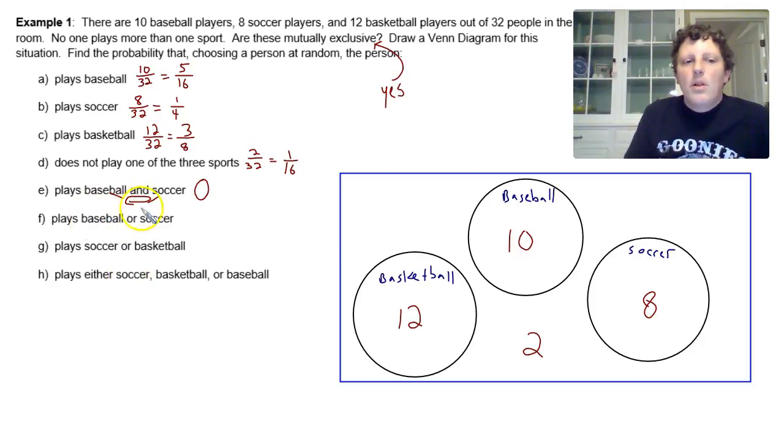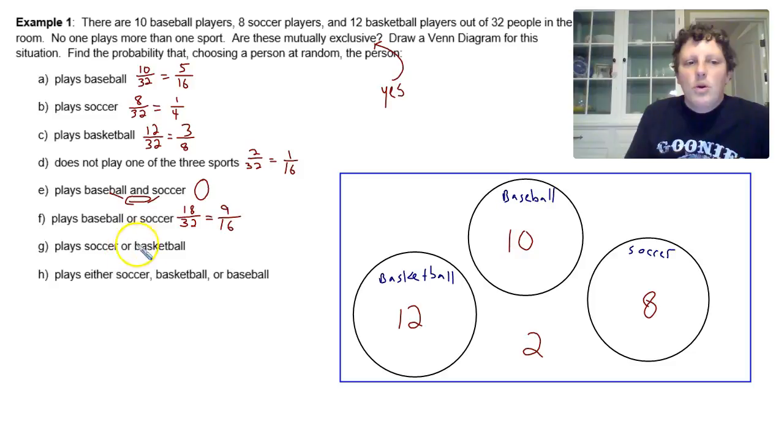But if we say baseball or soccer, in this case they could play baseball and it would be okay. Or they can play soccer and it would be okay. Or they can play both. So we'll take the baseball players, there's 10 of those, and the soccer players, there's 8 of those, and we'll put those together to get 18 out of the 32. If we reduce this, we get down to 9/16, I believe.